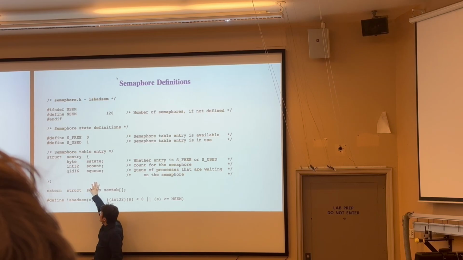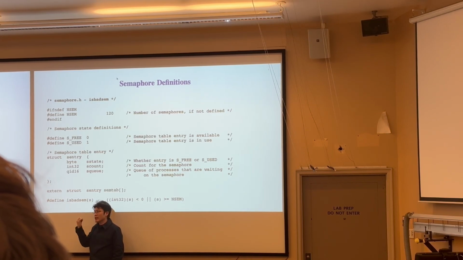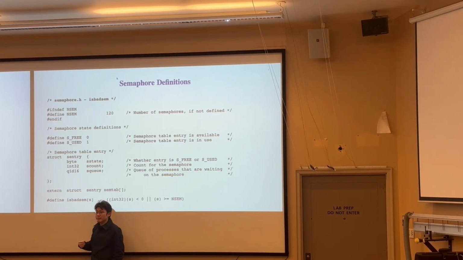In this semaphore entry, you have a state, which is much simpler than process state. In a process, you have many different states, whether it's current, ready, waiting, or suspended. Process has many different states. But Semaphore only has two states: free or used.